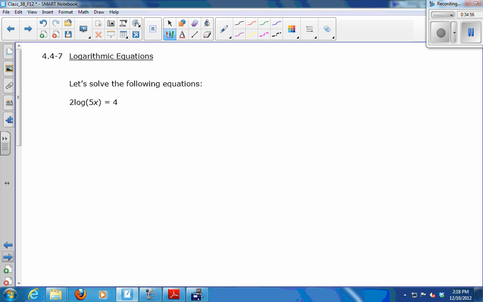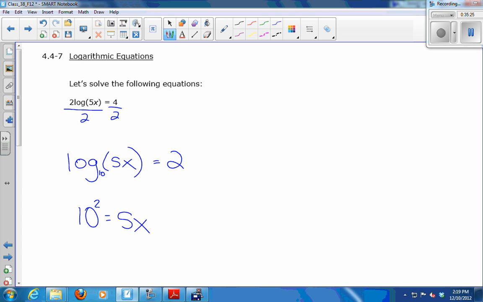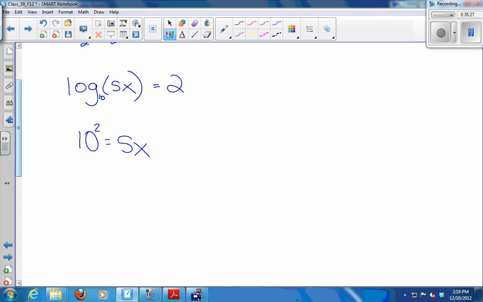Okay. So first we want to isolate the log, so I think I'll divide by 2. Get the log by itself, so I get the log of 5x equals 2. Now there's no base written there, so what base is it? 10. Okay. And then what exponential equation corresponds to this log equation? 10 squared equals 5x. 100 equals 5x is an easy equation to solve. Divide both sides by 5, and we get x is 20.